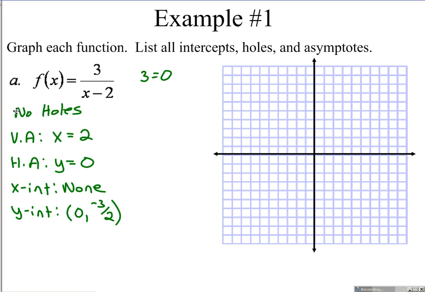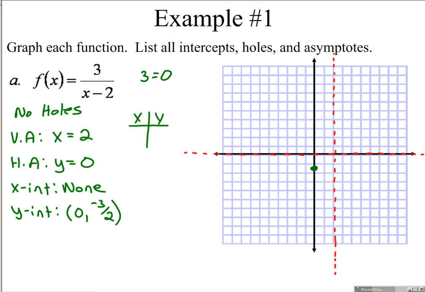So let's begin graphing here. Start with our asymptotes. We have one at x equals 2. We have another one at y equals 0. And now we have a y-intercept at 0, negative 3/2. And that's the only point we know. That's not enough points for us to complete our graph, so we're going to have to make an XY chart and pick another point.